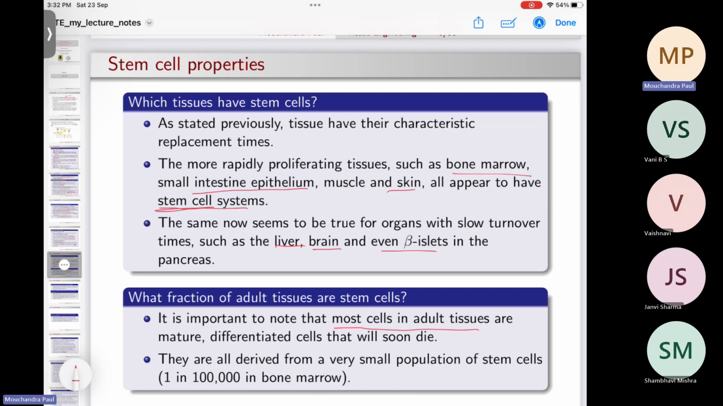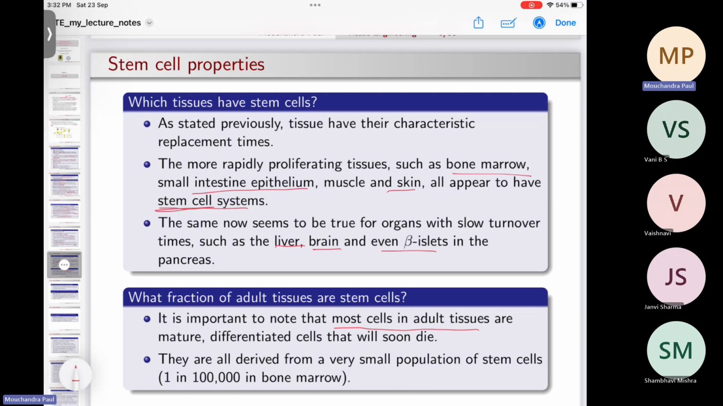means they will die soon. Whereas the stem cell population, they remain dormant. They don't work until and unless it is required. So our organ cannot give them a very large space for this dormant cell population. Otherwise, the organ function will stop, right? So that is why each organ has a very small population of stem cells.